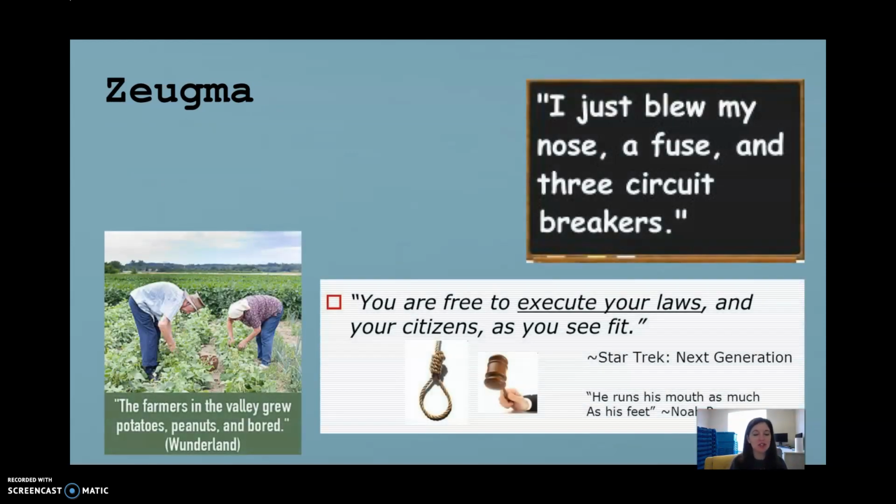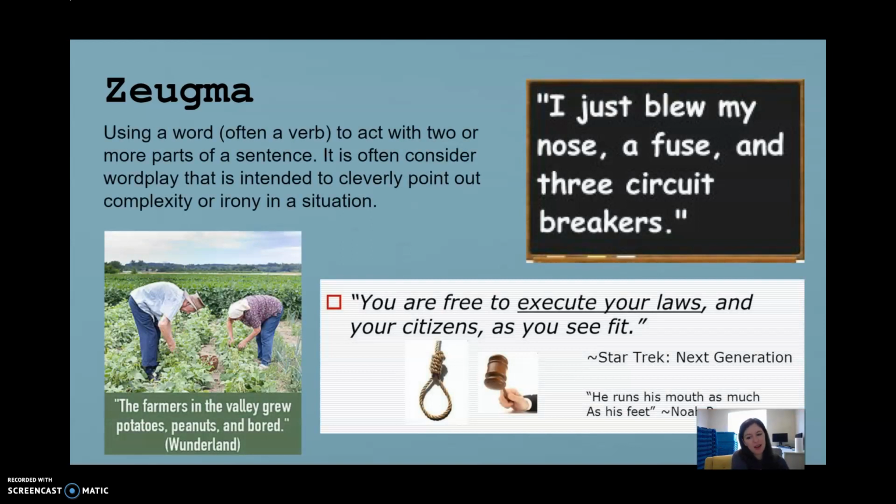Zeugma sounds like a type of dance. Zeugma. What is a Zeugma? So Zeugmas are very clever. They're kind of hard to create. So if you're able to successfully use a Zeugma, good for you. But a Zeugma is using a word, often a verb, to act with two or more parts of a sentence. It is often considered wordplay that is intended to cleverly point out complexity or irony in a situation.